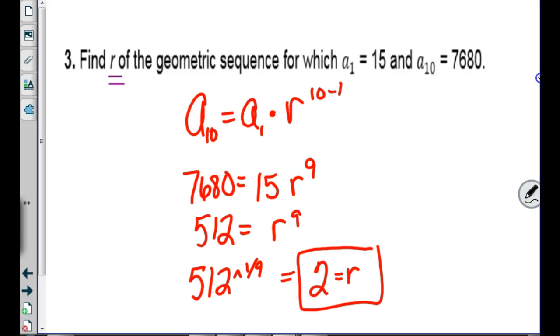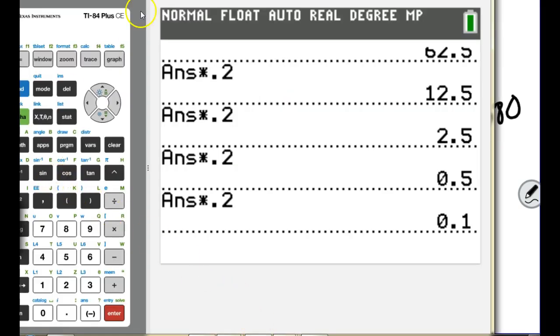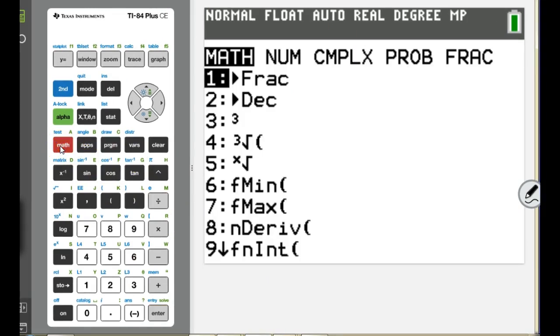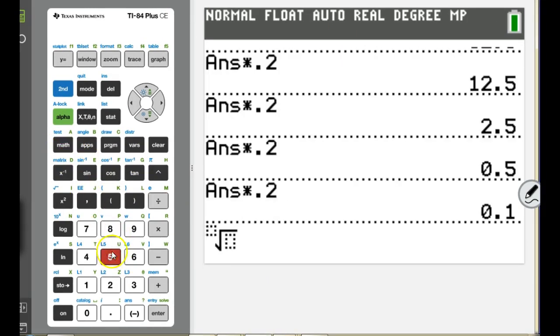So I probably wouldn't have even used the formula. I would have just said 15 was multiplied by r 9 times to get to 7680. Then I divided, remember you got to use algebra first, 512. And then I did to the 1/9. It's under math. There's that 9th root key. And on the newer calculators, it's not as bad as it used to be, because you can actually put in the 9th root of 512.